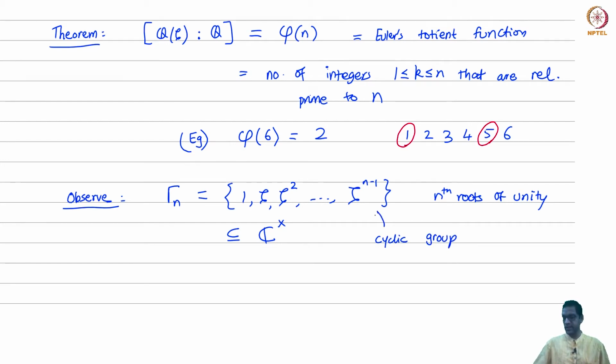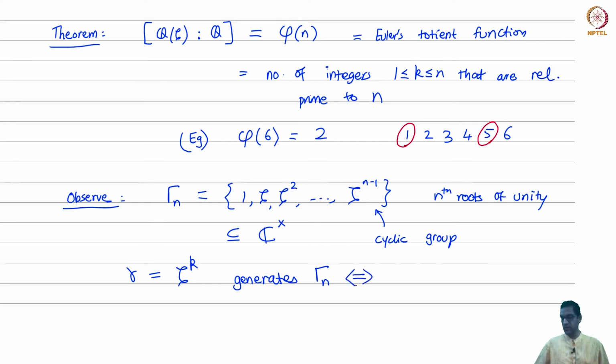Gamma n is a cyclic group, and of course zeta itself is a generator, but there are many other generators for this group gamma n. So which elements generate this group? Let's say gamma equals zeta power k generates this cyclic group.